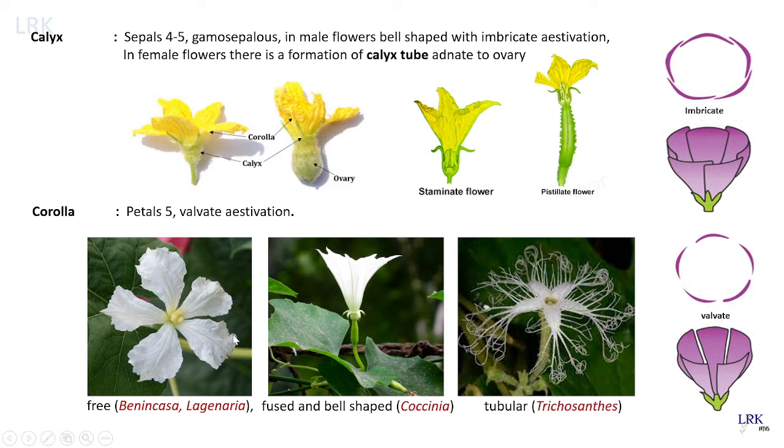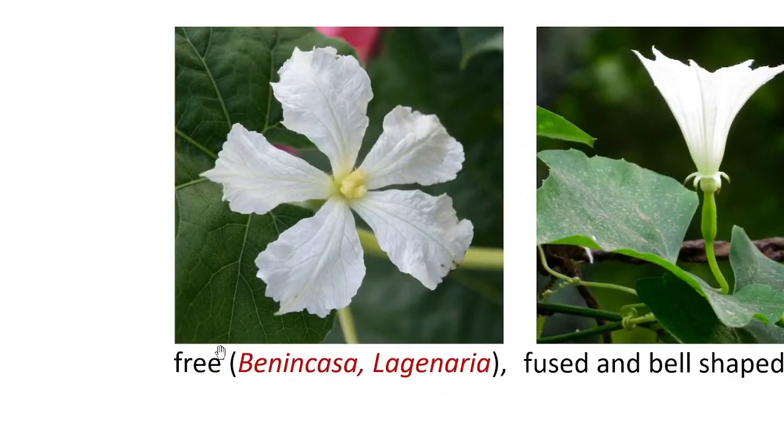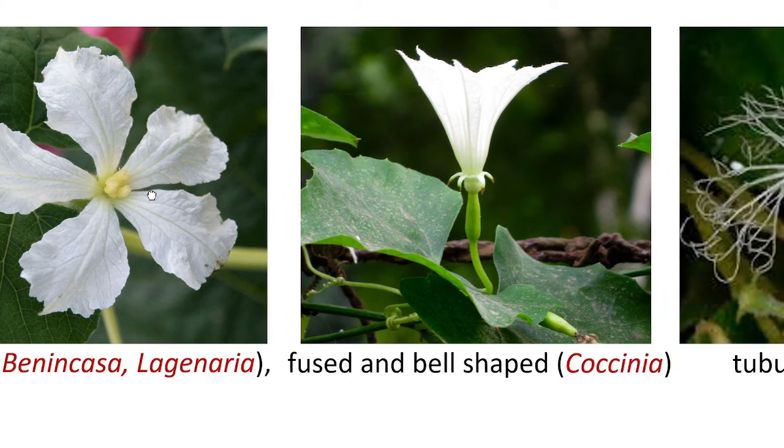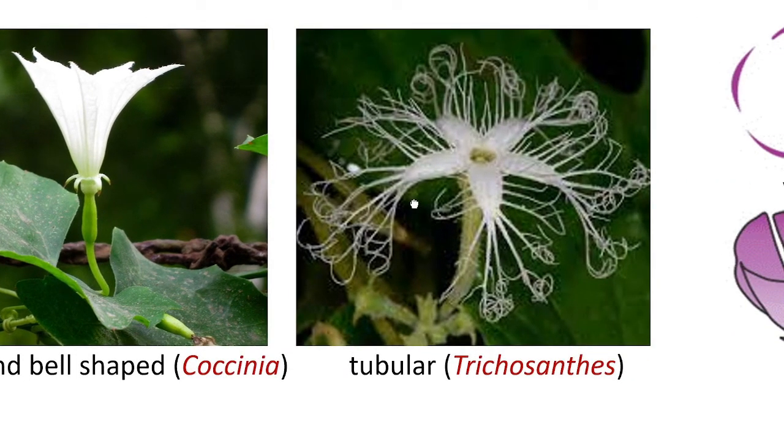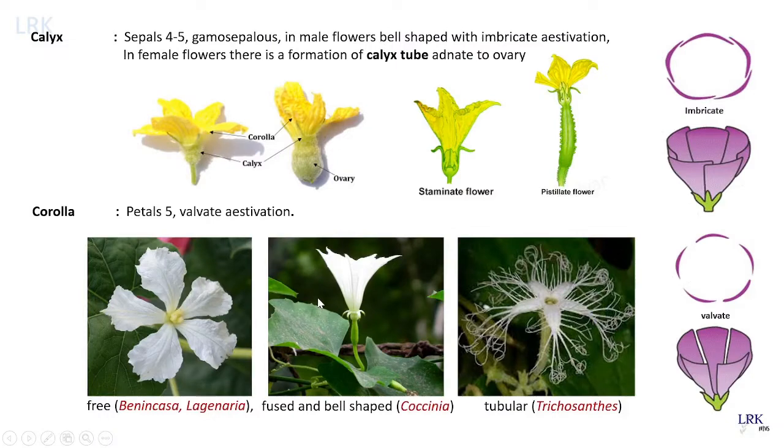You can see here the petals are free in Benincasa and Lagenaria, and the petals are fused and bell-shaped in Coccinea, and the petals are tubular in Trichosanthus. See, this is the tubular structure. In Benincasa they are free, fused and bell-shaped in Coccinea, and tubular in Trichosanthus.